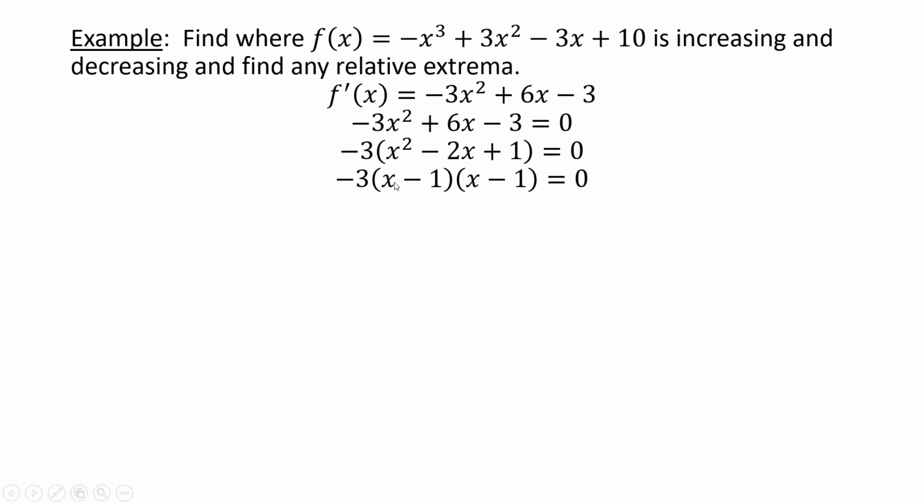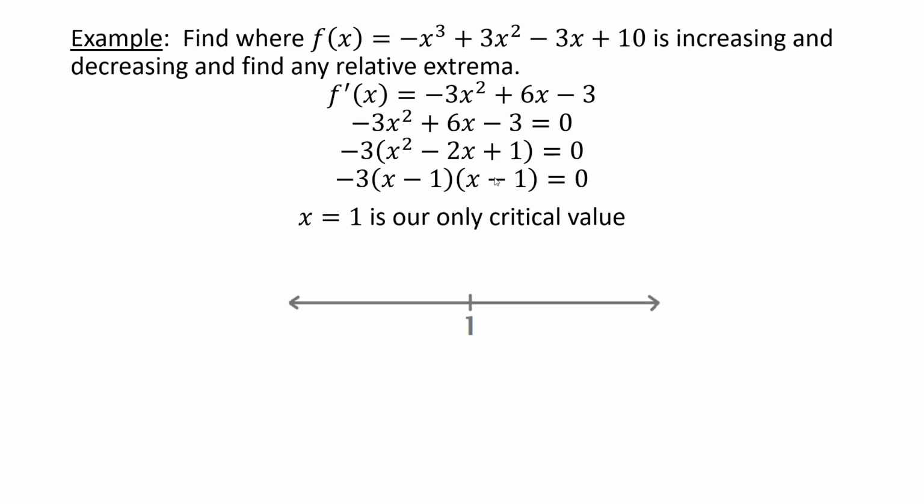And when we set x minus 1 equal to 0, we get 1. And here, where we set x minus 1 equal to 0, we get 1. So again, we only have one critical value, and it's 1. I'll draw my number line labeling that. From here, I can get my intervals, negative infinity up to 1, 1 up to infinity. And we're going to just choose test values from there.